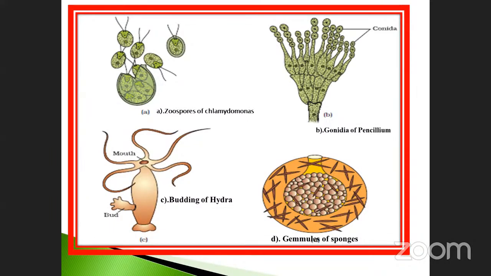Anybody? Okay, anyhow, they all are haploid in nature. So the zoospore of Chlamydomonas is haploid in nature, motile, biflagellated zoospores. Okay, go to the next one. Already we discussed these things.